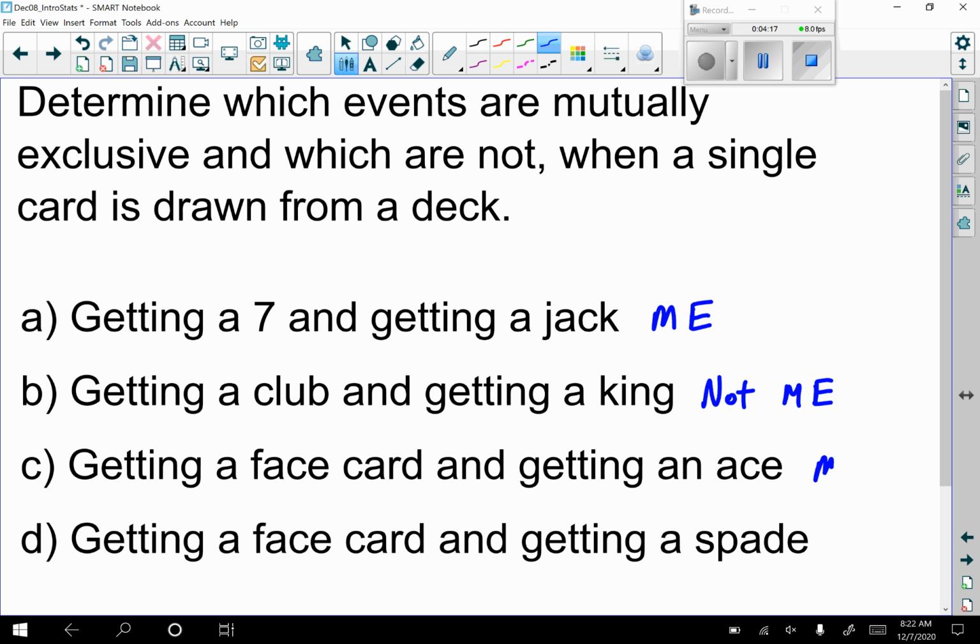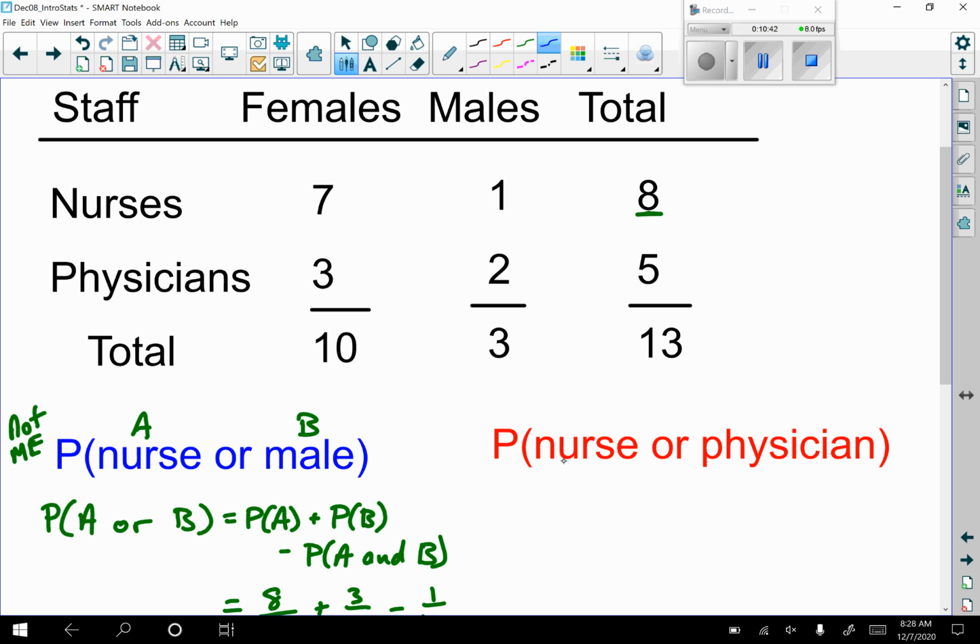All right, the second probability is of getting a nurse or a physician. Now, just based off of this table, we're looking at the probability of A or B still. But in this case, are there any nurses that are also physicians? No, you're either going to be a nurse or a physician. And it's just off of this table. A person cannot be both. So this is going to be mutually exclusive. So we're just looking for the probability of A plus the probability of B. We do not have to subtract any because from this table, there are no nurses that are also physicians.